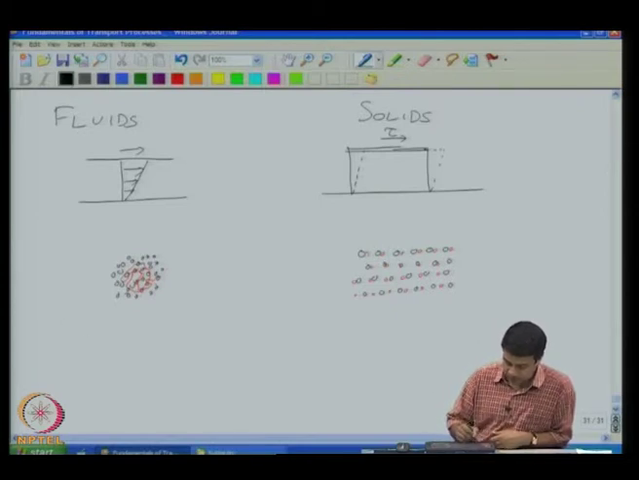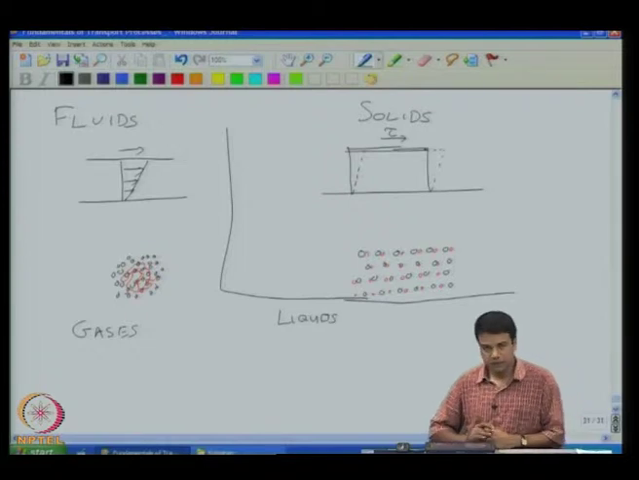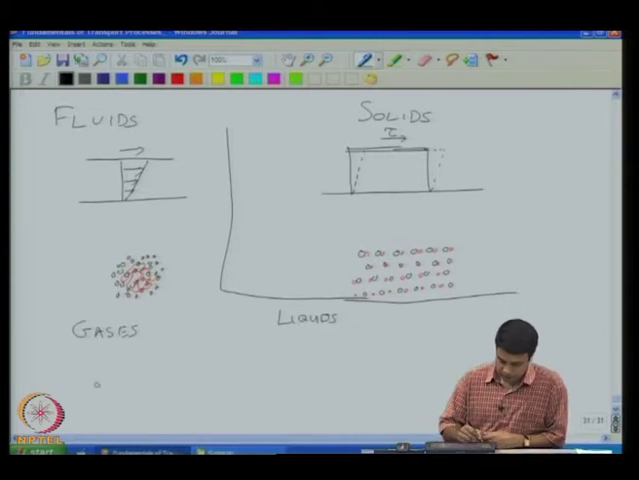Fluids can further be subdivided into gases and liquids. The basic difference between gases and liquids is the distance between the molecules in gases and liquids. In gases, the molecular distance is much larger than the molecular diameter. It could be typically 10 to 100 times larger than the molecular diameter.